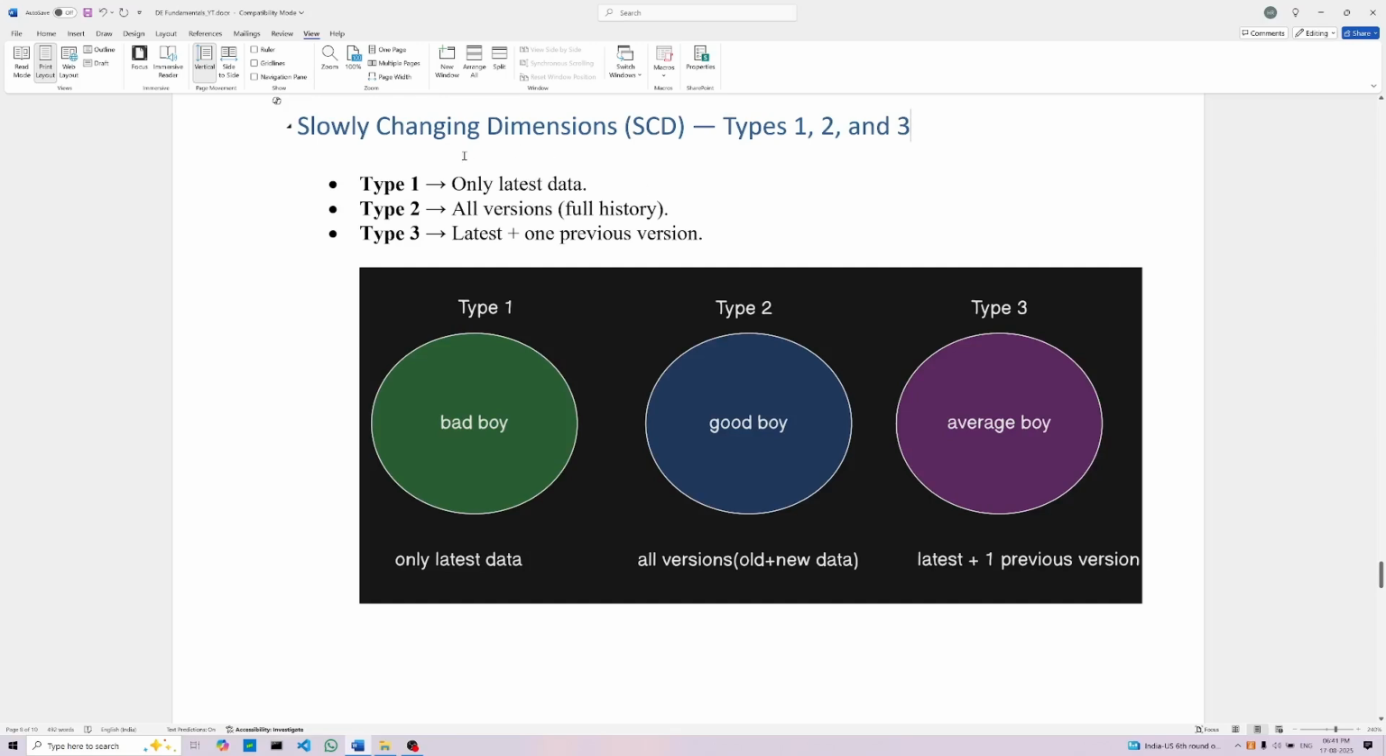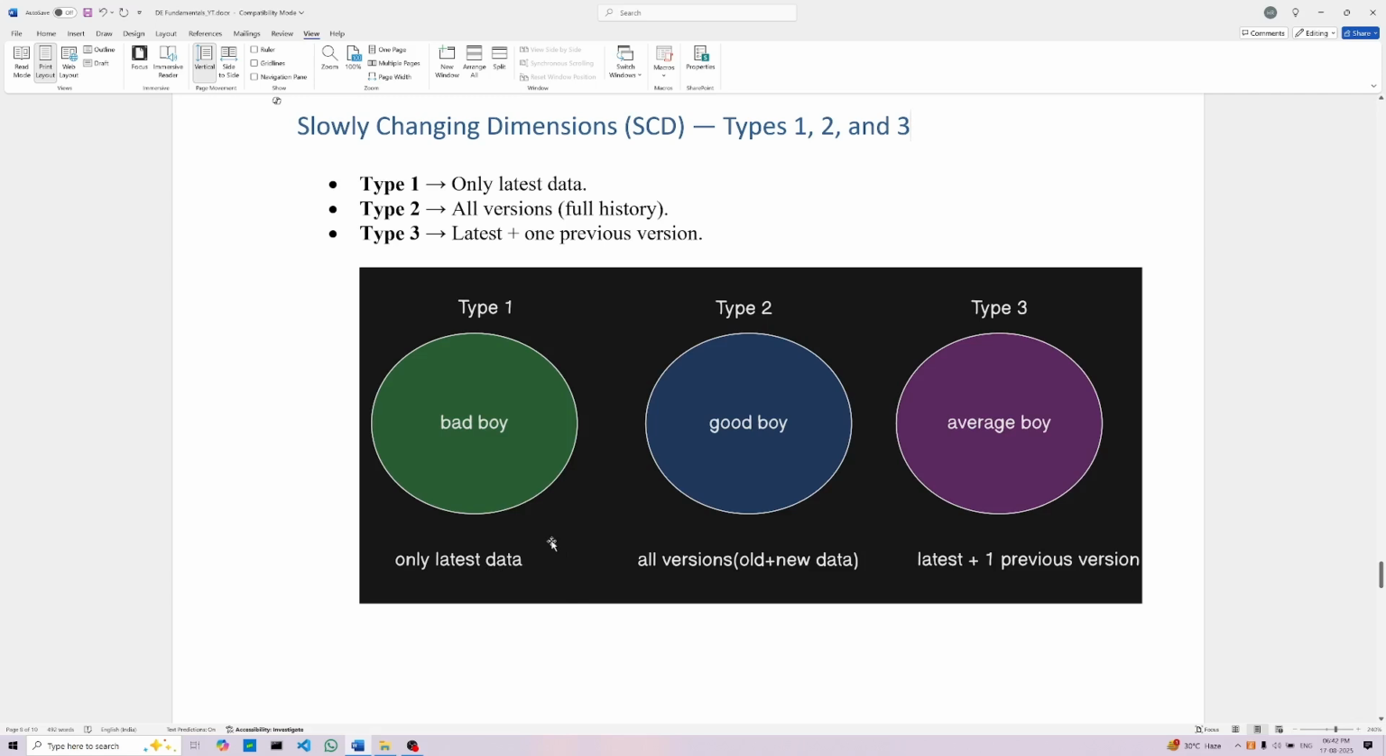Okay, so next question is dimensions, type 1, type 2 and type 3. So just remember three boys: good boy, bad boy and average boy. So type 1 is the bad boy. He is very lazy. It only stores the latest data. Okay, he is very lazy. He doesn't want anything old.